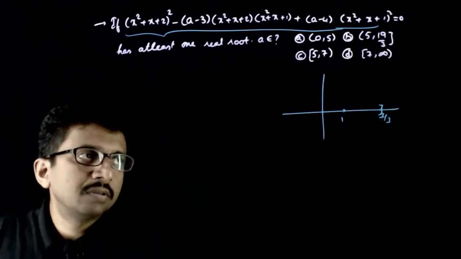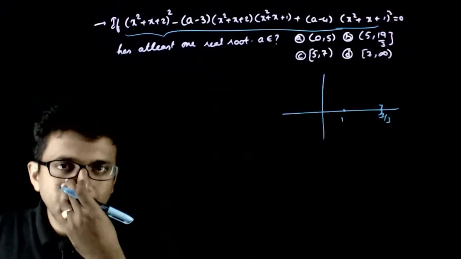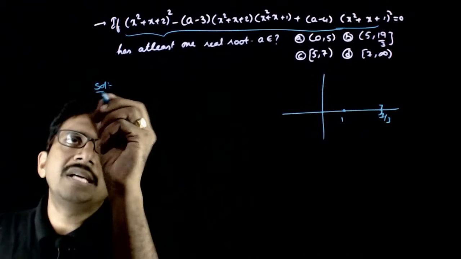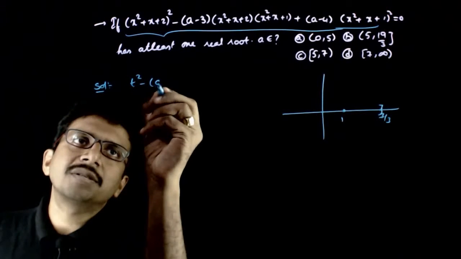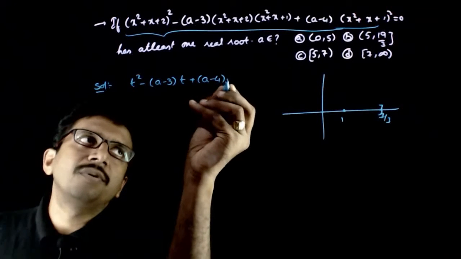So now, how do you ensure at least one of the roots lies between 1 and 7/3? Our equation is t² − (a − 3)t + a − 4 = 0.